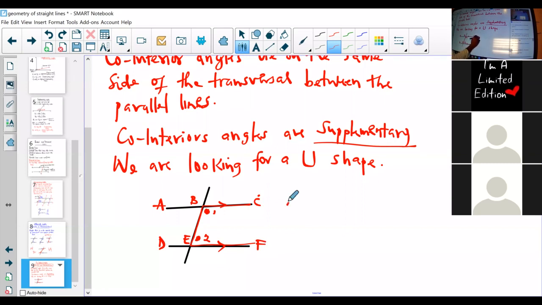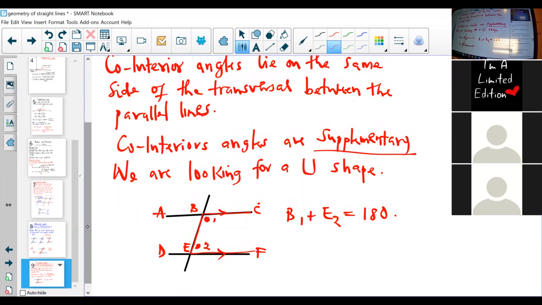So we can say B1 plus E2 should therefore be equal to what? 180. They are in between. Let's go back. Co-interior angles lie on the same side of the transversal, and are between. You can see they are in between and they are on the right. If I were to pick the one on the left, then I should be talking about this and that.